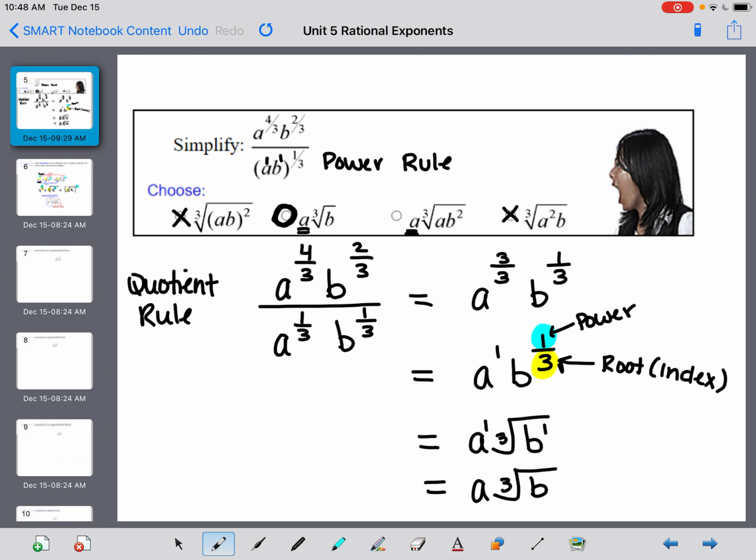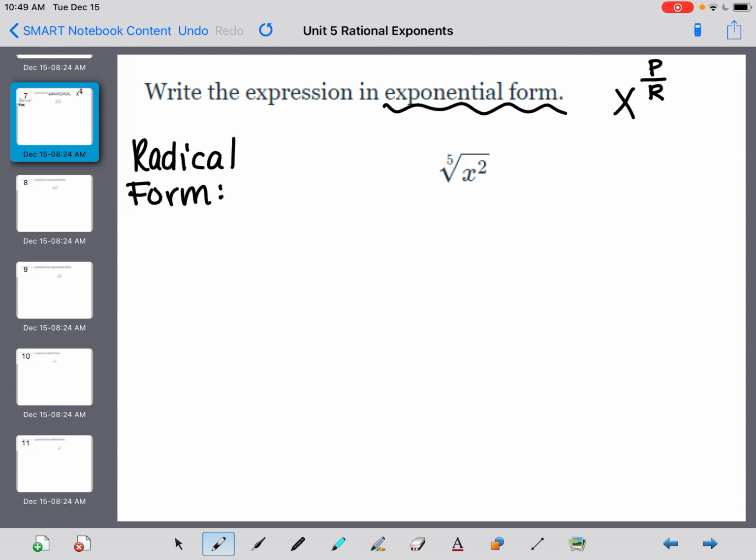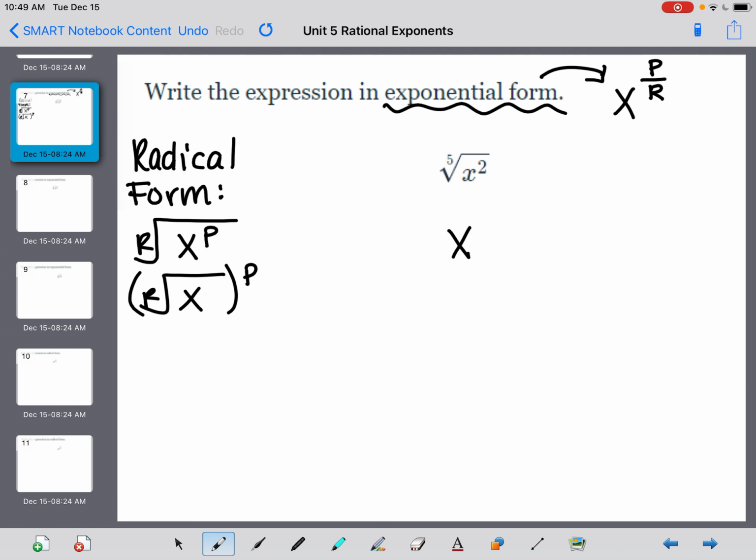So now let's try to apply this rule a few times. So if you were given a question like this, write this expression in exponential form. Exponential form is where we have x raised to the power over root. Radical form would be the opposite, when the root is in the radical as the index number, and then the power is either under or outside of the radical. So those are two versions of radical form. So right now we're in radical form and we want to go to exponential form. This should be equivalent now to x to the 2 over 5 power.